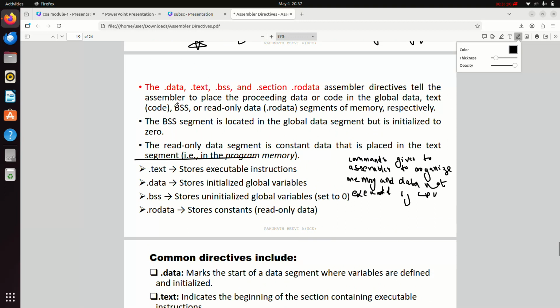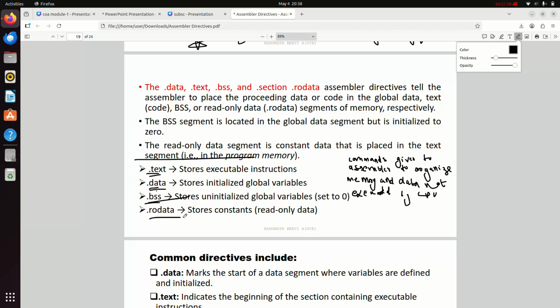The first important directive is .text. What does .text do? It stores the program's instructions, the instructions which are currently executing. .data stores the initialized variables. .bss stores the uninitialized variables. And .rodata is used to store the constants, that is, the read-only data.